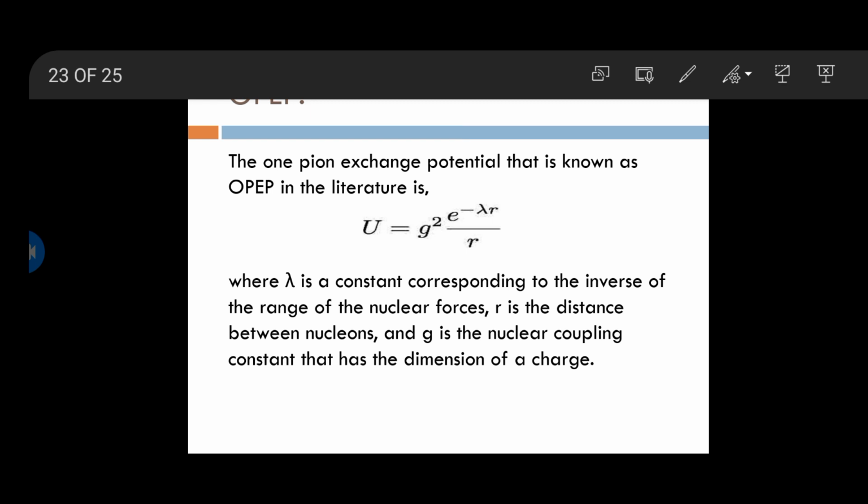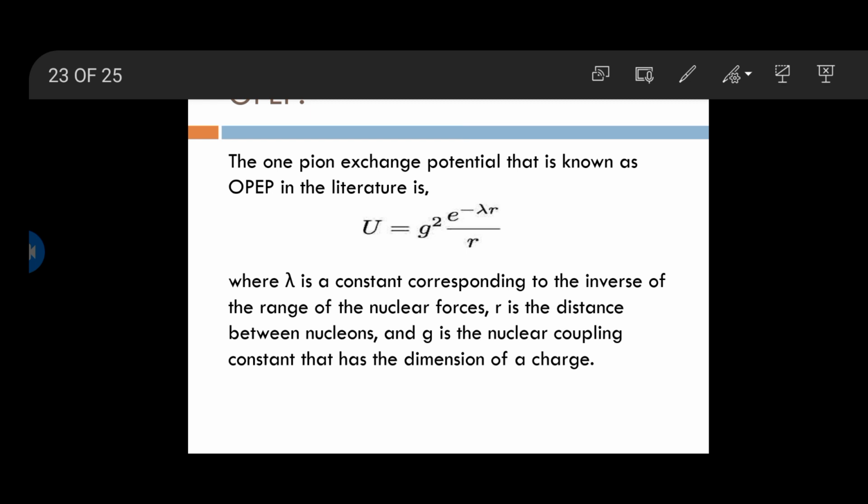Basically, in this equation, G squared gives the strength of the interaction. How strong is the interaction? This is determined by G squared. So far we have discussed the exchange force model, which enjoys remarkable importance in calculating the properties of the nucleon-nucleon system.